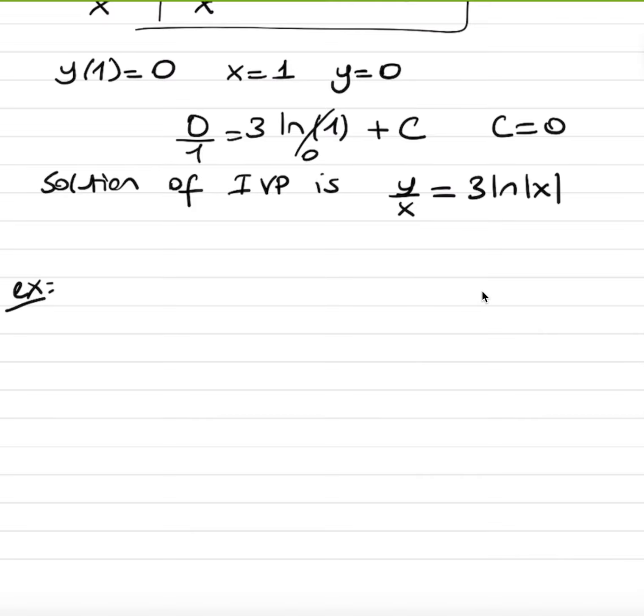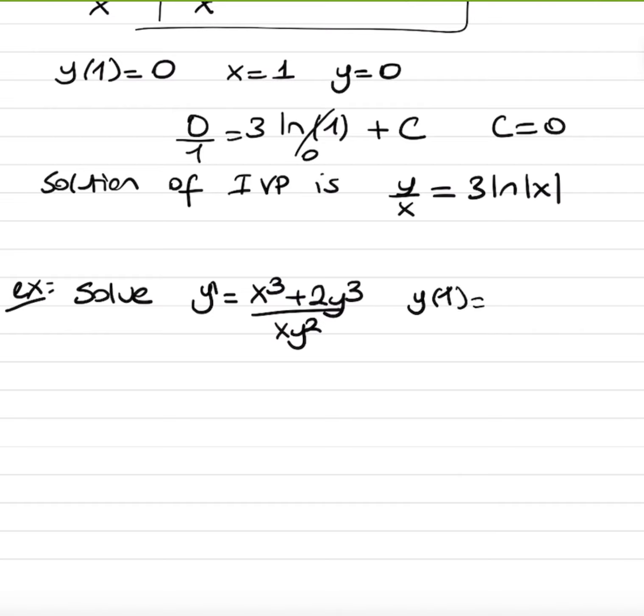Okay, let me solve another example. Solve y prime is equal to x cubed plus 2y cubed over xy squared, and we have this condition y(1) is equal to 1. I hope I wrote this correctly, so let me check.